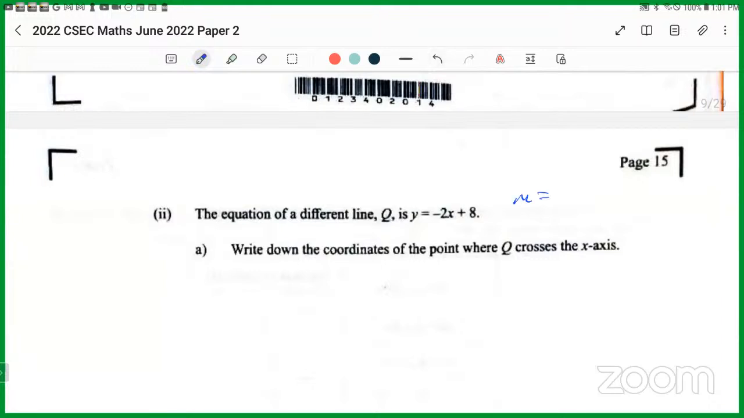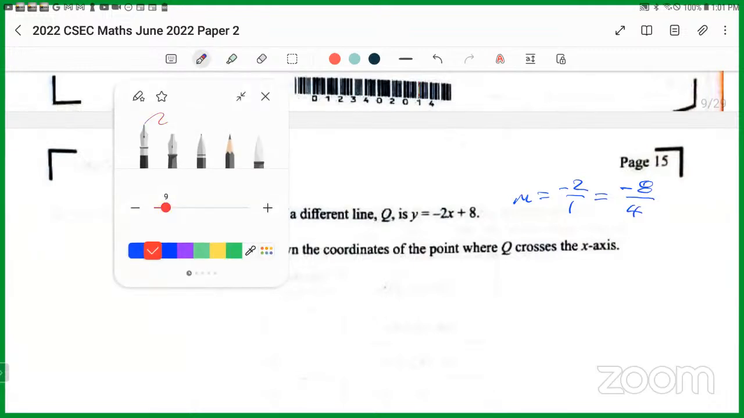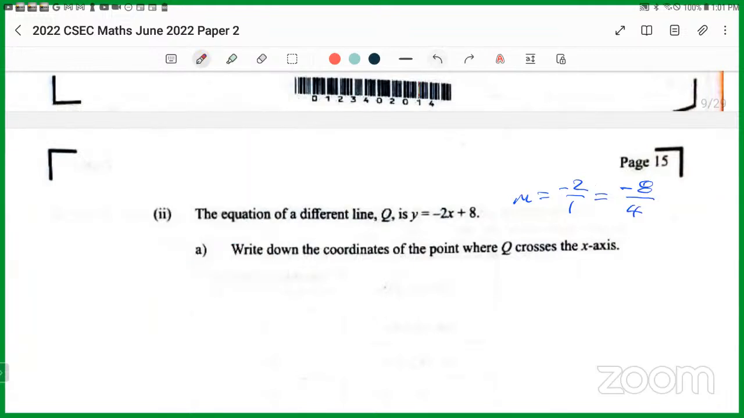This gradient of -2 is -2 over 1, which means rise -2, run 1. But watch what I can do now. I can make this bigger and put it as -8 over 4. How did I get that? Multiply this by 4, and I multiply this by 4 as well, just to have a bigger rise and a bigger run. This is still equal to -2. So I'm going to draw that line and then show that the calculation is consistent.